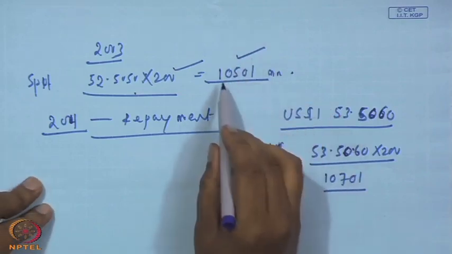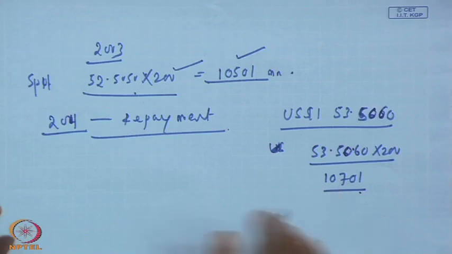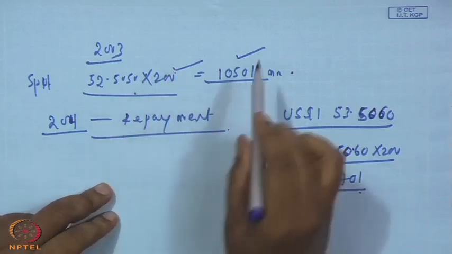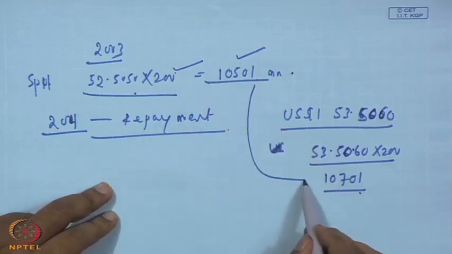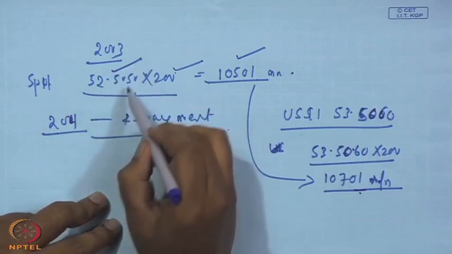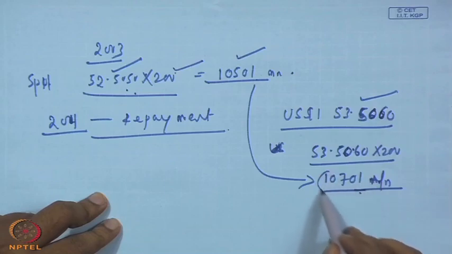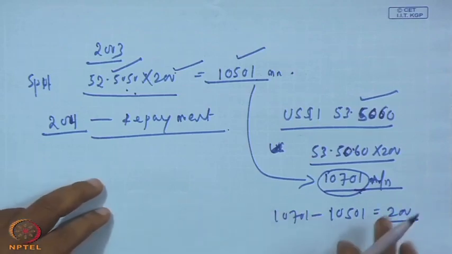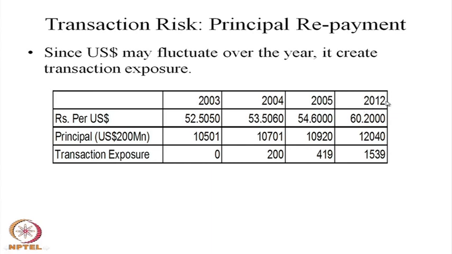But actually how much did he get? 10,501. But he is repaying the same principal; interest I am not calculating here, as interest will be a separate risk. So only principal repayment: he is supposed to return $200 million, equivalent to rupees 10,501 millions, but is actually repaying 10,701 millions of rupees. Why does this arise? Because when we borrowed, the exchange rate was 52.50, now it is 53.50. Because of this he is paying an extra amount. How much extra? 10,701 minus 10,501, this is 200 millions of rupees extra he is repaying on the principal amount only, and that is transaction exposure. The same thing I have calculated here for 2005 to 2012, and the principal itself creates a different amount to be paid because of the change or fluctuation in the exchange rate. It is a transaction exposure.